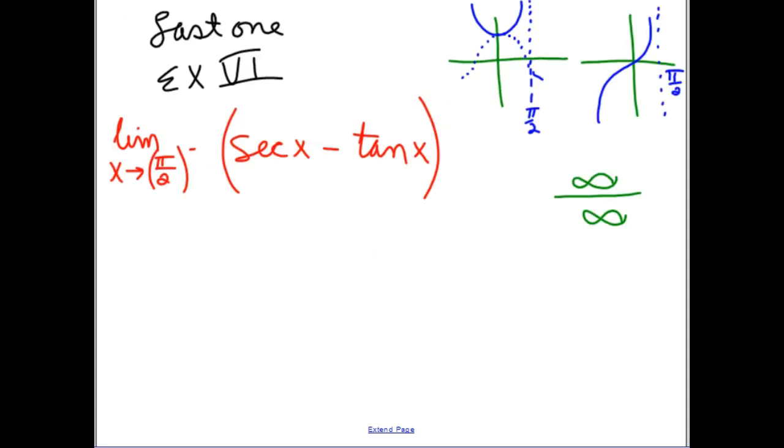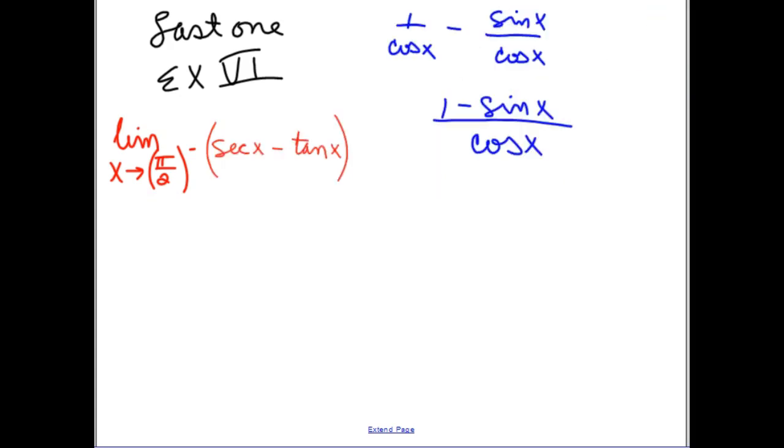One last one. The limit of the secant of x minus the tangent of x. So remember what the secant looks like. The secant is the reciprocal of the cosine. So here's the cosine curve up here, and then the reciprocal of it looks like that. And as I'm approaching pi over 2, you're approaching infinity. And the tangent of x looks like this, and as you approach pi over 2, it goes that way.